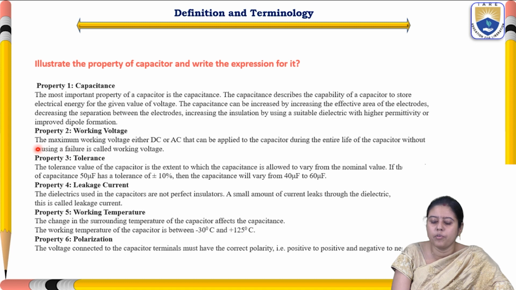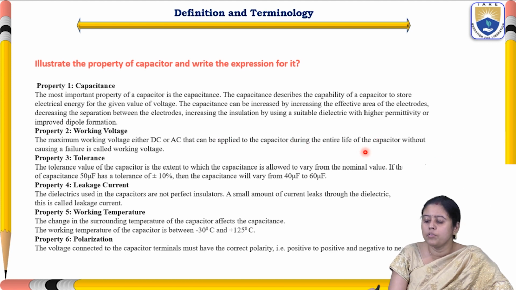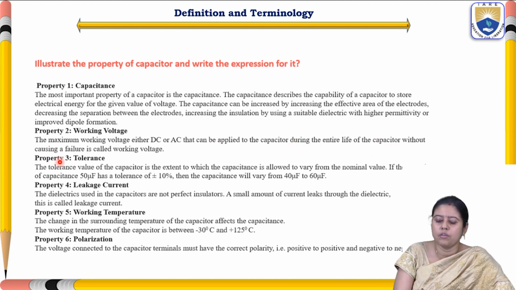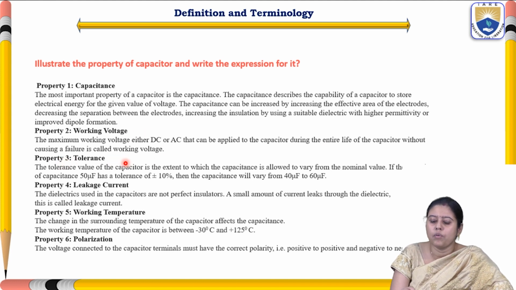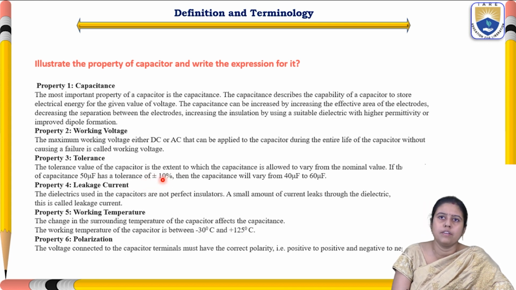Number 2, working voltage. The maximum voltage, either AC or DC, that can be applied to the capacitor during the entire life of the capacitor without causing a failure is called the working voltage. What is the tolerance? The tolerance value of the capacitor is the extent to which the capacitance is allowed to vary from the nominal value. If the capacitance is 50 microfarad, its tolerance level is plus or minus 10%. So the capacitance may vary from 40 to 60 microfarad.